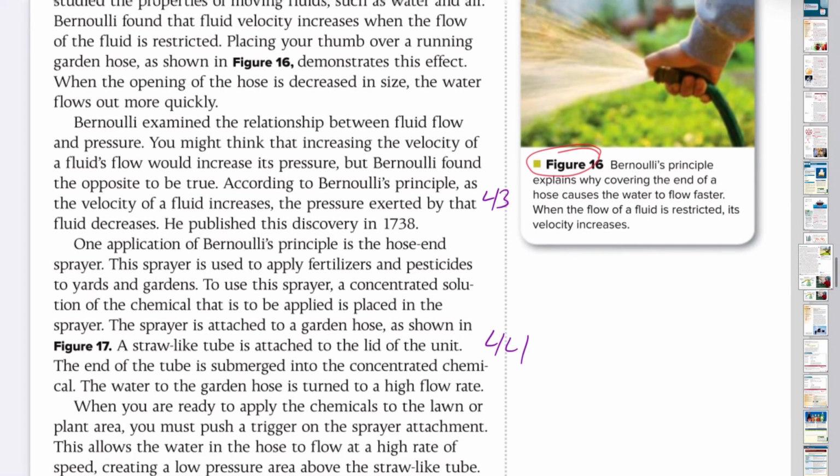Bernoulli examined the relationship between fluid flow and pressure. And you might think that increasing the velocity of a fluid's flow would increase its pressure, but Bernoulli found the opposite to be true. According to Bernoulli's principle, as the velocity of a fluid increases, the pressure exerted by that fluid decreases. He published this discovery in 1738.